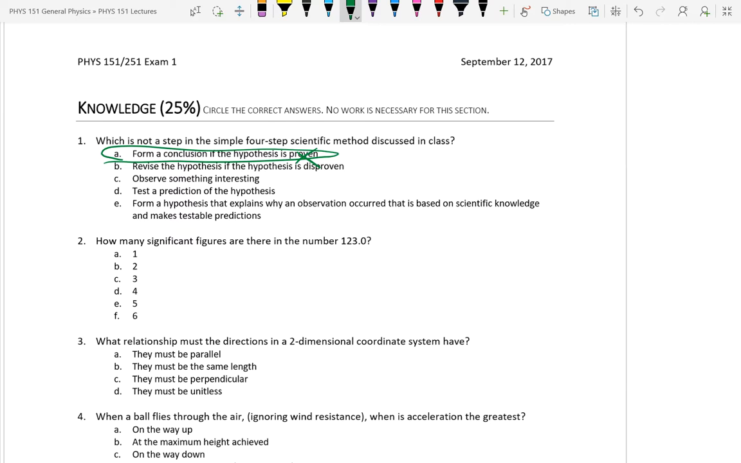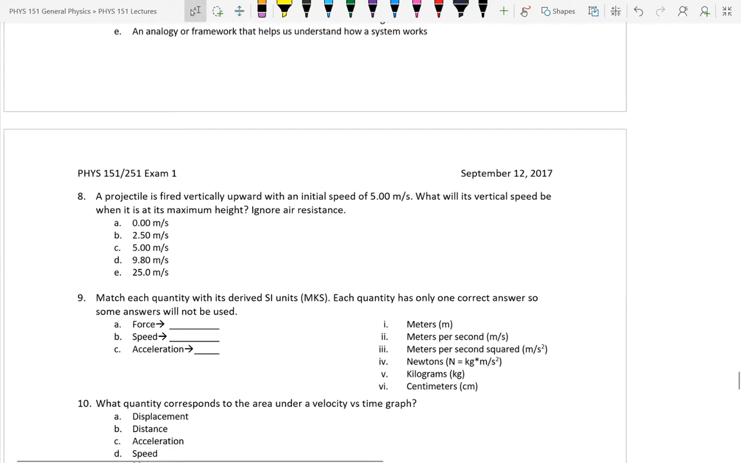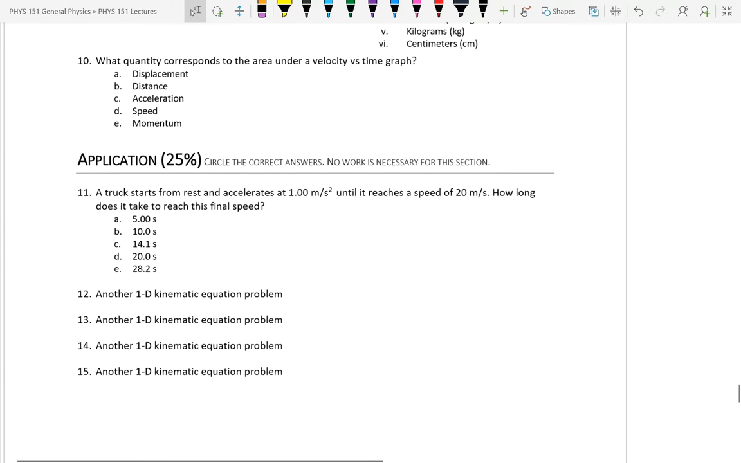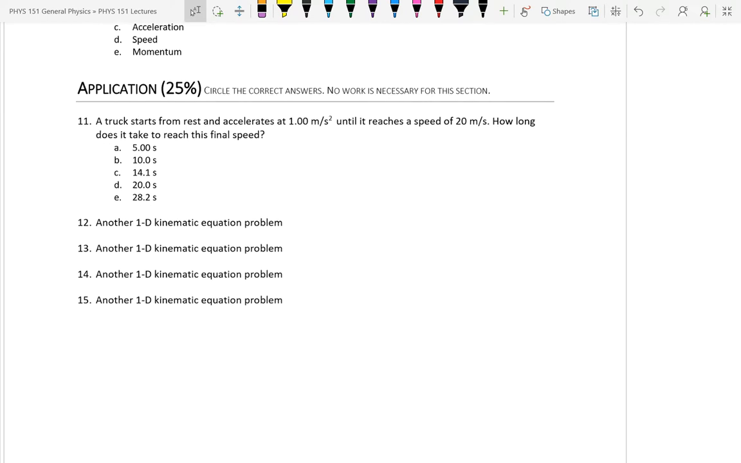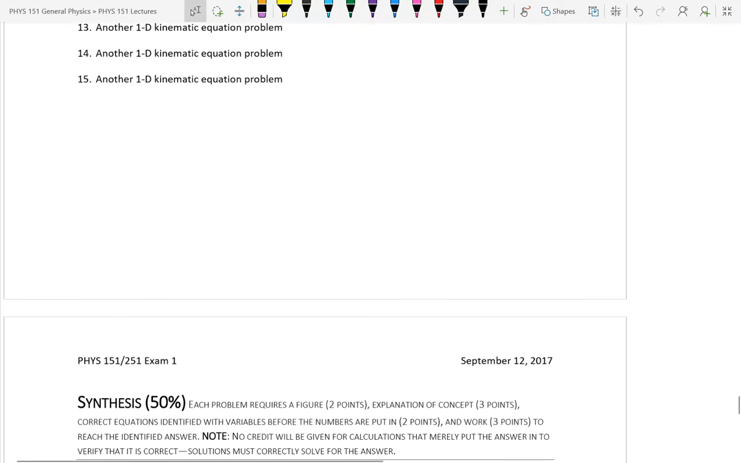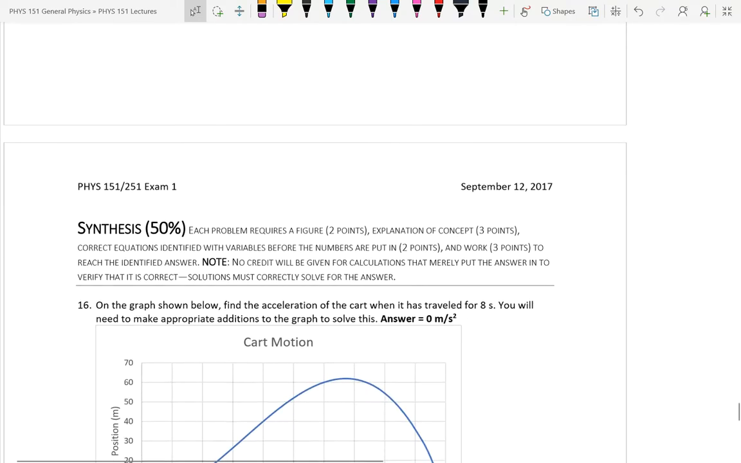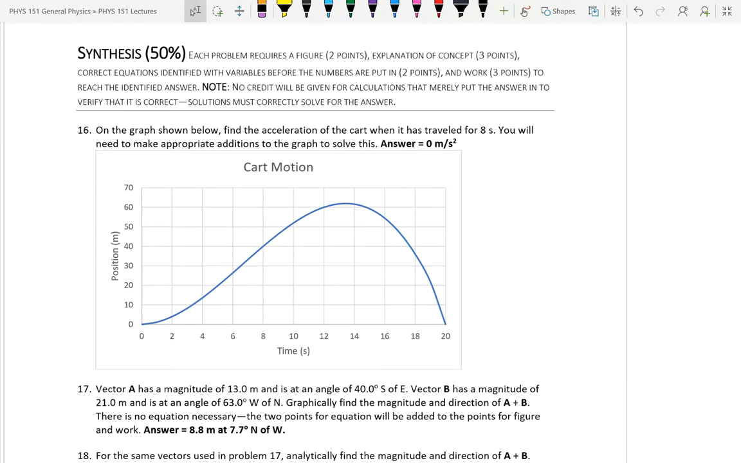Then the next one: how many significant figures are in 123.0? I'm going to have a question for you in just a minute that we'll go over and talk about. But I put a total of 10 sample questions up at the top that are of the same nature as the type that are on the exam. In the application part, I only put one application question, but they're pretty much all one-dimensional kinematic equations problems. Application is where you're basically repeating a problem that you've done before. And then the synthesis, which in theory would be something you haven't done. Now you've essentially done these things, but they take a little more thought and work.